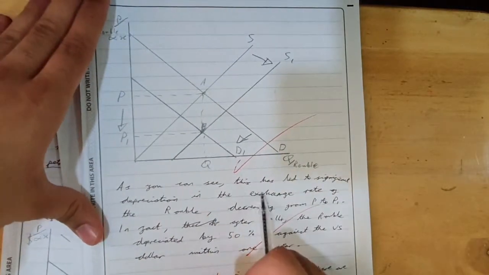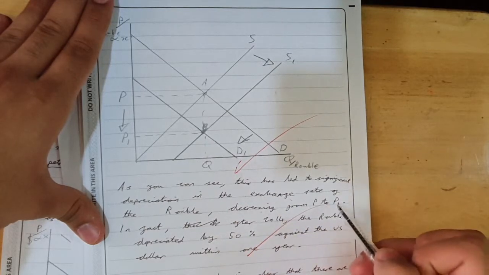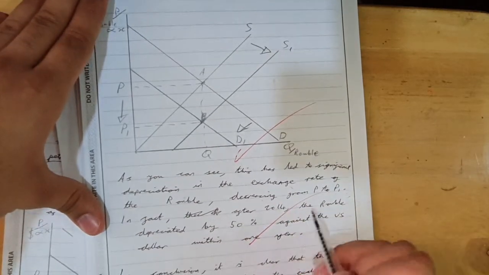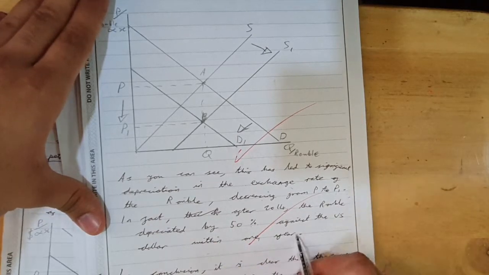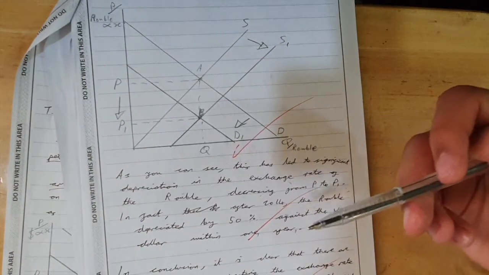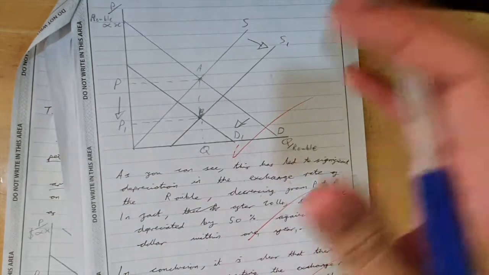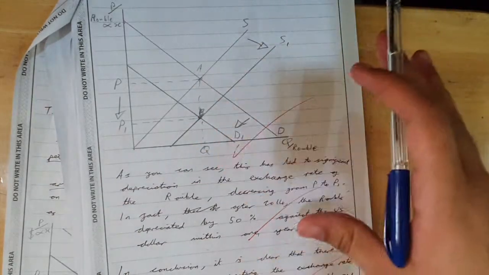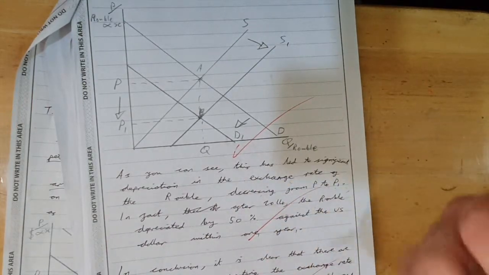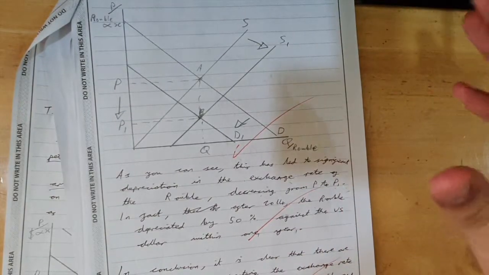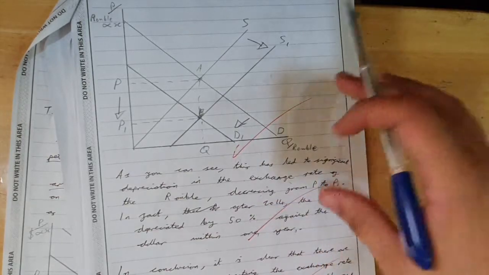So as you can see, this has led to significant depreciation in the exchange rate of the ruble, decreasing from P to P1. In fact, after 2014, the ruble depreciated by 50% against the US dollar within 1 year. You don't really need to use specific statistics like these in the exam, but more so general application points, like as I said with the Russian ruble and the invasion of Ukraine. You don't need specific stats and figures. That's not going to add value to your answer unless you use it properly. So you don't necessarily need to memorize statistics.